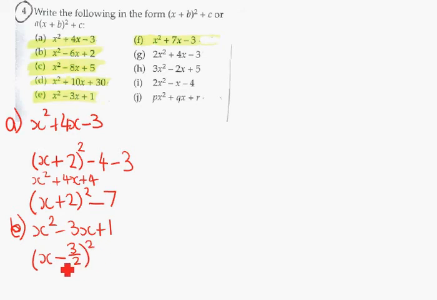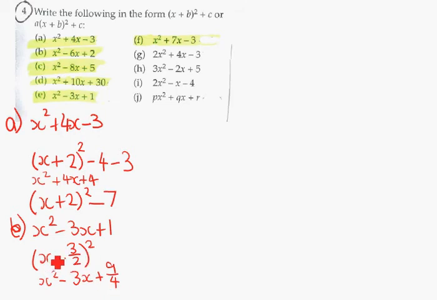So this has come from (x − 3/2)². Now underneath we'll just do a little light expansion. I'll get x², minus 1.5 minus 1.5 will be minus 3x, which is good because that's what I want up above. And on the end, when I multiply that by itself, I'll end up with a positive 9 over 4.